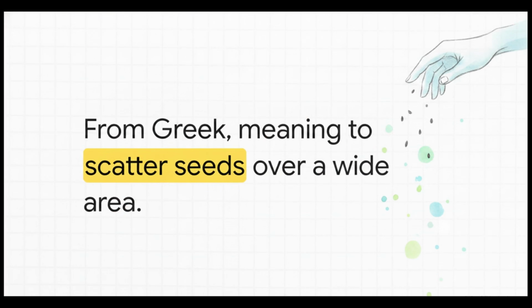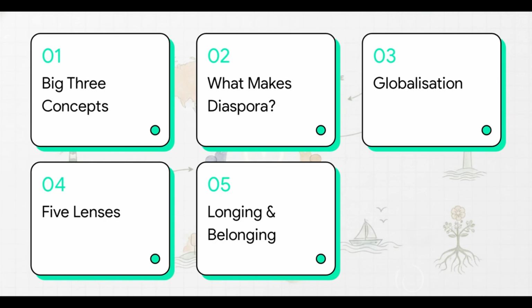To wrap our heads around this, we really need to look at the word diaspora. It actually comes from ancient Greek, and it originally meant to scatter seeds over a wide area. It's a beautiful metaphor, isn't it? Because when seeds are scattered, they don't just vanish into thin air. They land in new environments, they adapt, and they grow, all while keeping the genetic memory of exactly where they came from.